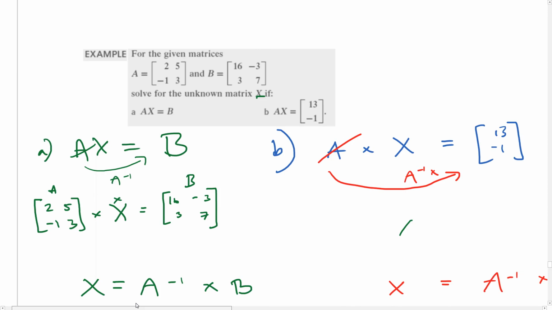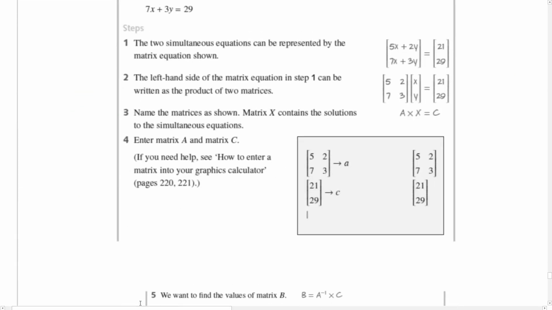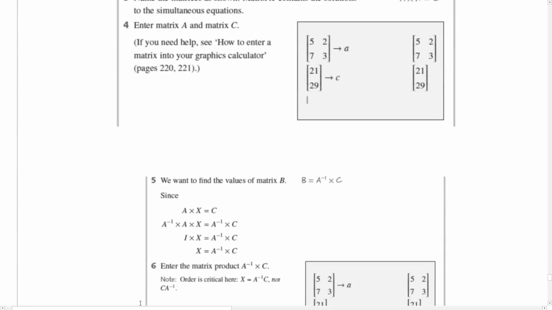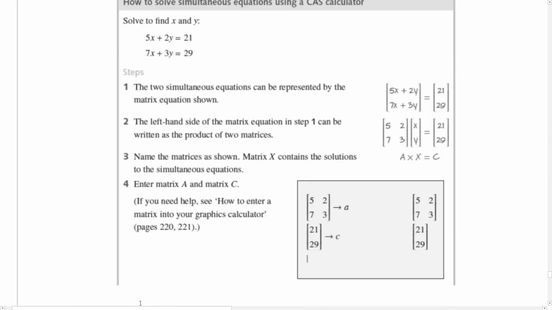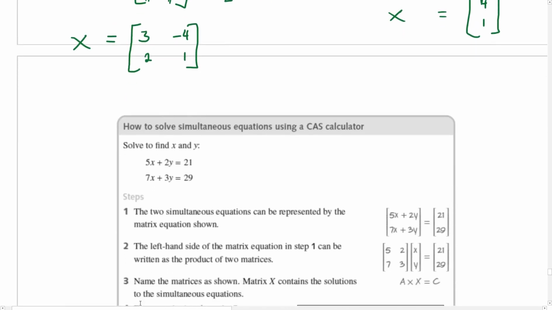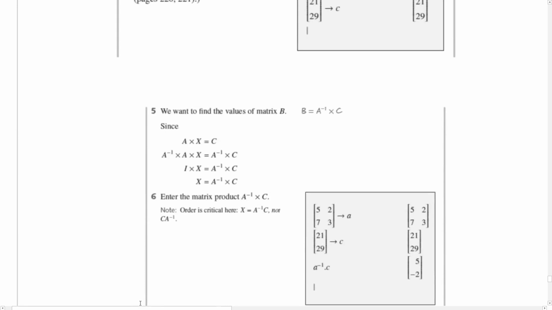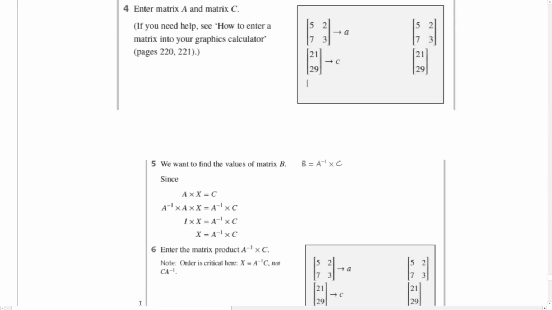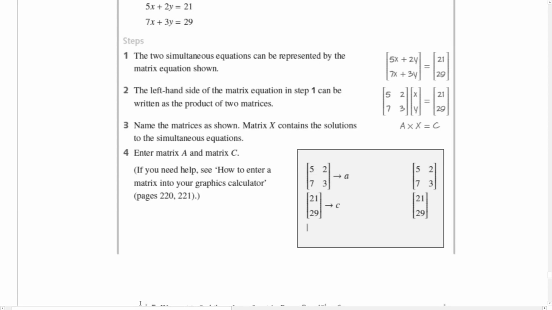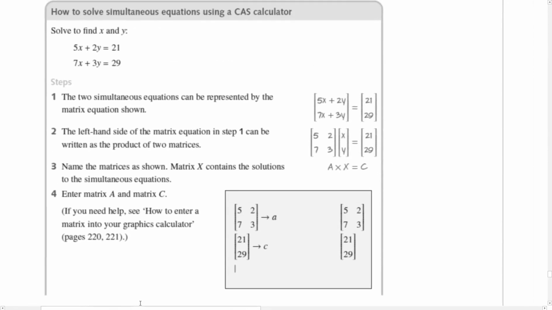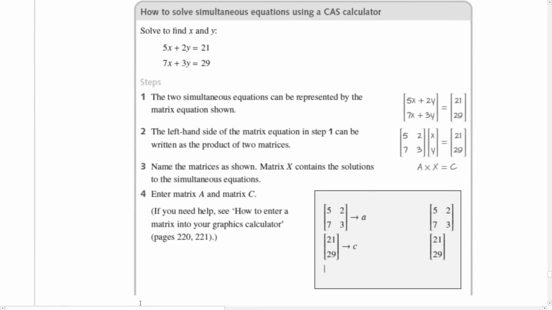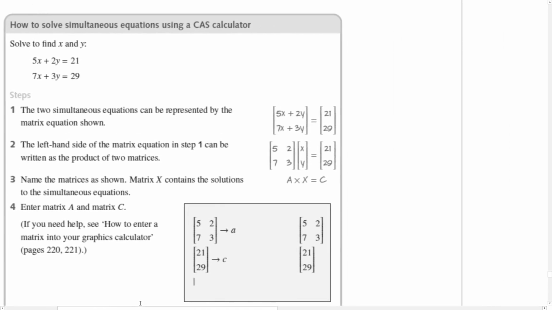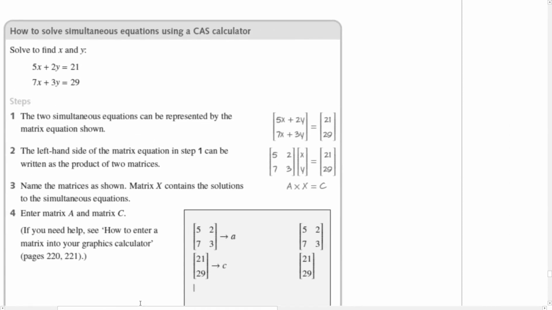Let's go to the next part, which is solving simultaneous equations using a CAS calculator. Now, that will also cover into 5K. So like I said, I would like to do this whole video on the one question. So one whole video. All right, let's go through this one.